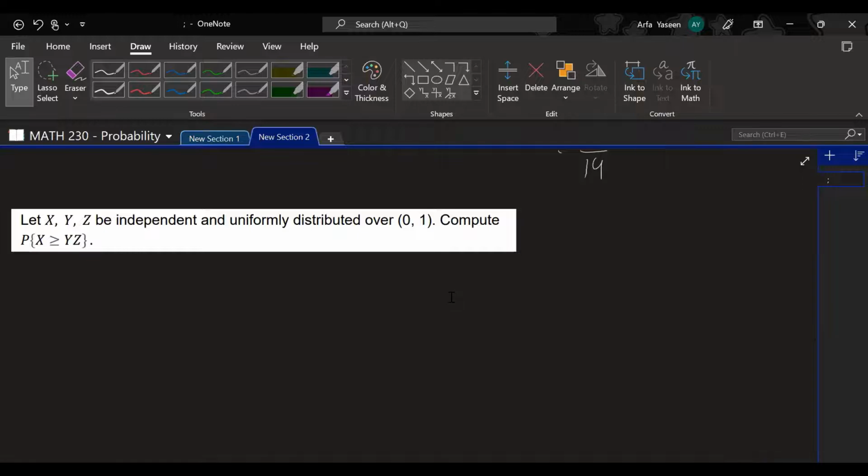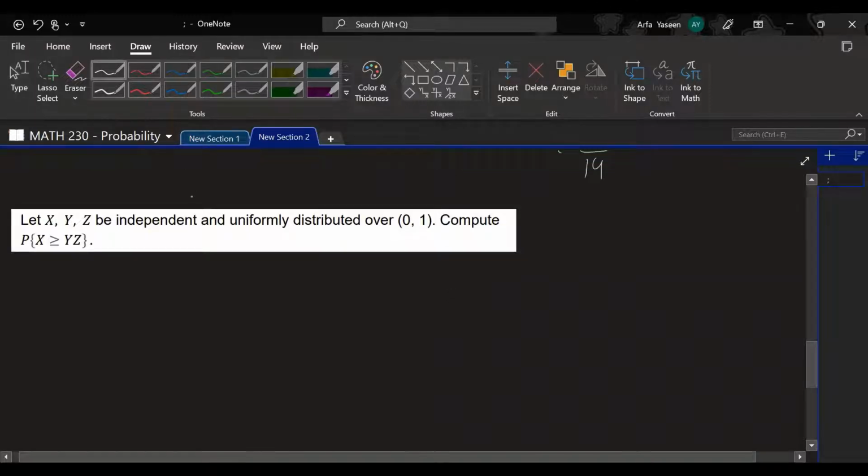In this question, we have three random variables x, y, and z, and we are told that they are independent and uniformly distributed. We have to compute this probability where x is always greater than or equal to the product of y and z. Now, this looks scary at first sight, but let's start from what we know about this question. We know that the three variables are independent and uniformly distributed.